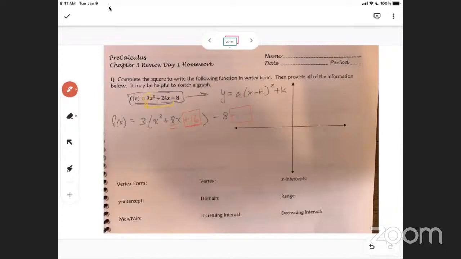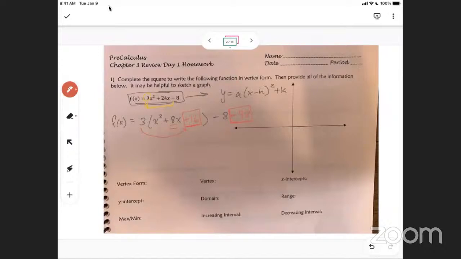The only problem is I'm not really only adding 16 to the equation, right? Because there's a 3 on the outside. I'm actually adding 3 times 16, which is 48. So what I have to subtract is 48. Can you see how I've added 48 and I've also subtracted 48 from the same side of the equation? Yes. Okay, so why would I do that, you ask?